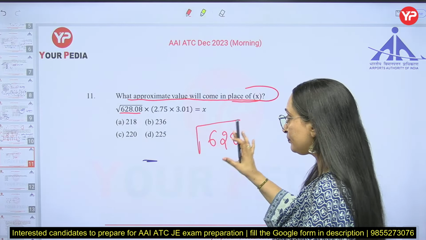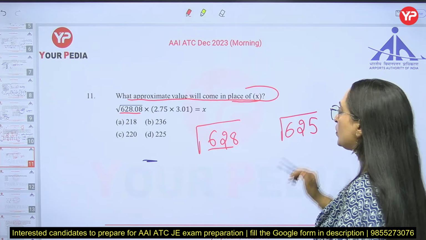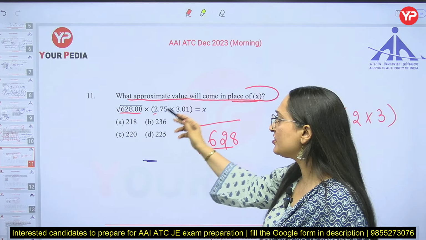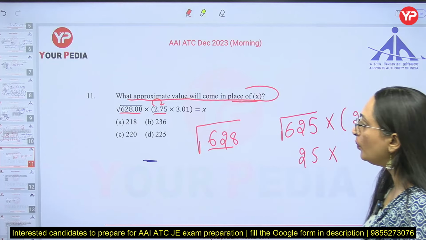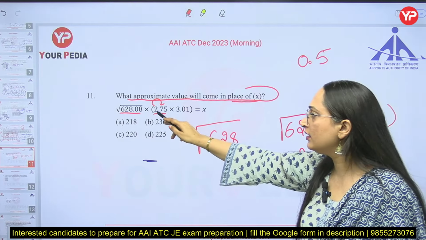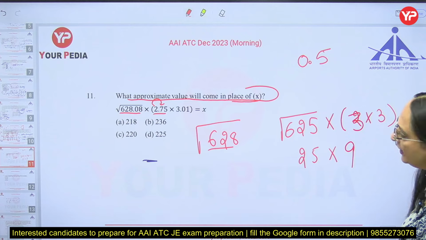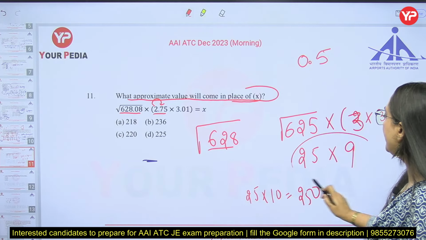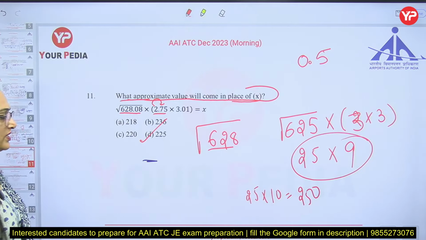Root 628. So which exact perfect square is very close to 628? That is, students, 625 is the square of 25. Into, we consider it 2 and then we consider it 3, okay, because approximation. And since it is 2.75, after 0.5, we consider the value more than the first number. So 25 into 3. So tell me, what is the value of 25 into 3? See, 25 into 10 is equal to 250, and 25 into 9 is equal to 225. So the answer of this one is 225, because this question is from approximation.